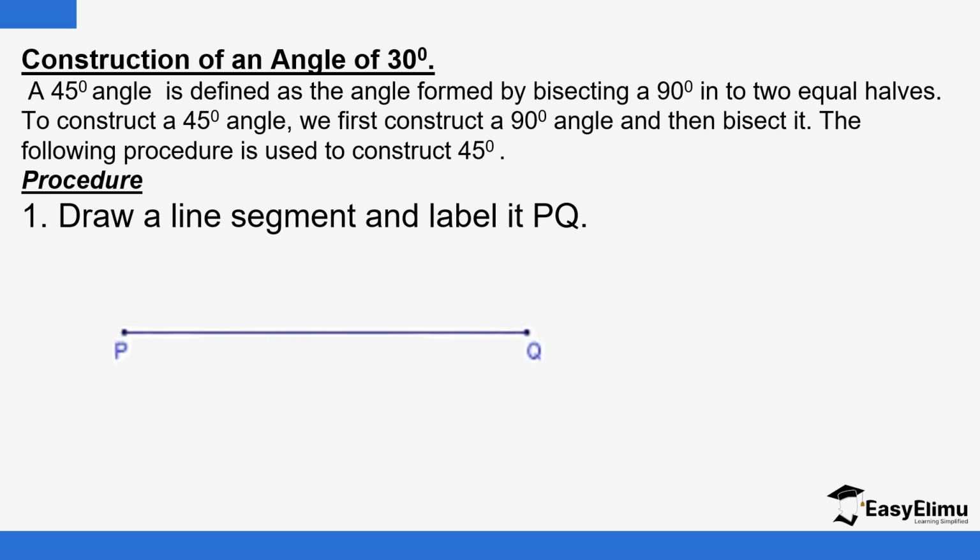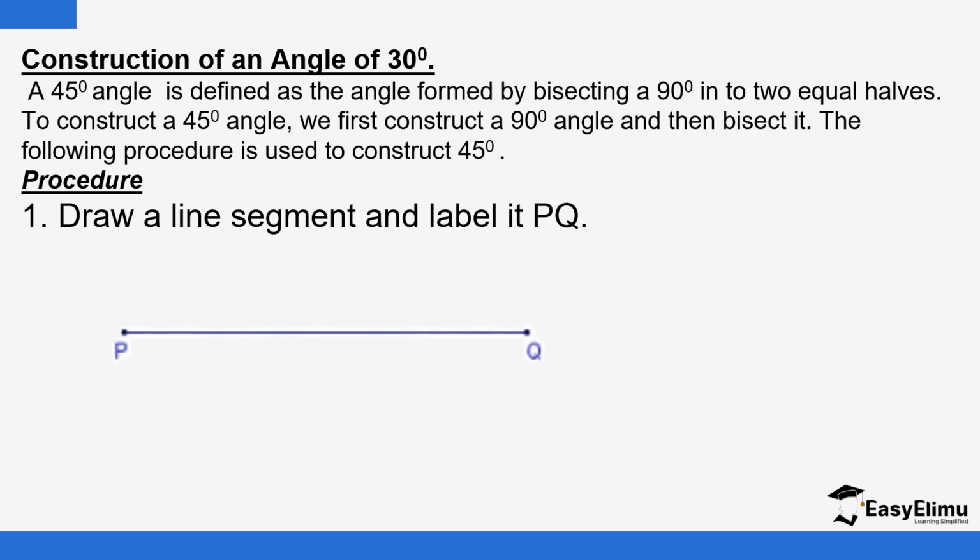So it's something that you're now familiar with, and you should not find any difficulty. Should you realize that you are having challenges with bisecting of angles, then you can check on our previous videos on the same, and they will guide you through on how you can bisect an angle. So to construct an angle of 45 degrees, basically you will start by constructing 90 degrees and then you bisect it, and that will give us 45 degrees.